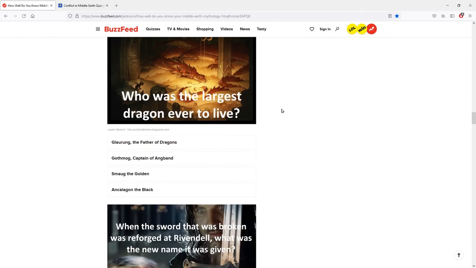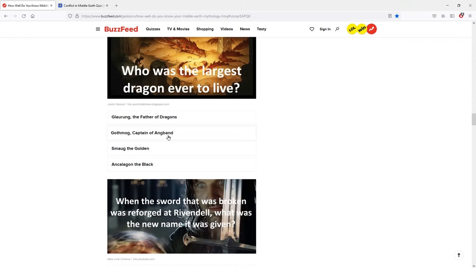Who was the largest dragon ever to live? Glaurung, the father of dragons, Gothmog, captain of Angband, Smaug the Golden, and Ancalagon the Black. Glaurung, it's the first of the dragons. Gothmog, it's the captain of the Balrogs. And Smaug the Golden, it's Smaug, and it's Ancalagon the Black.